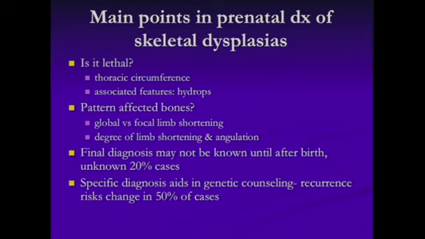But I also want to just bring you back to prenatal diagnosis of the skeletal dysplasias. And there, our first question is, is it lethal? Look at the thoracic circumference and look at the associated features such as hydrops. What about the pattern of the affected bones? Is it everywhere, or is there just a focal limb shortening? And if there is some limb shortening, is it angulated? And then remember that the final diagnosis might not be known until after birth, and that a specific diagnosis will aid in genetic counseling, and that recurrence risks will change if your diagnosis changes in about 50% of the cases.